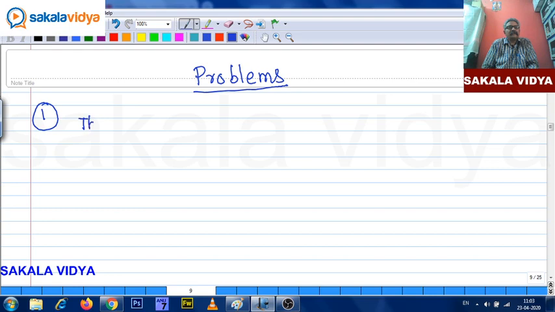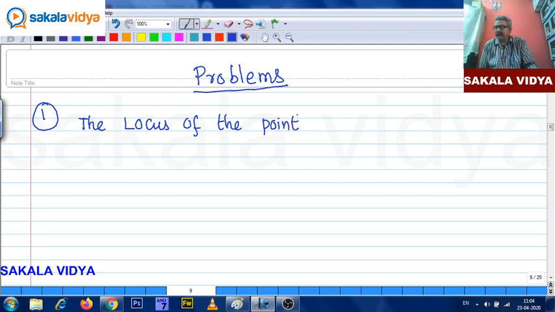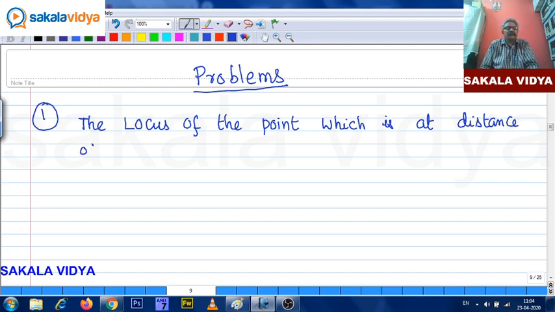The locus of the point which is at a distance of 5 units from minus 2, 3. So, this is the first question.